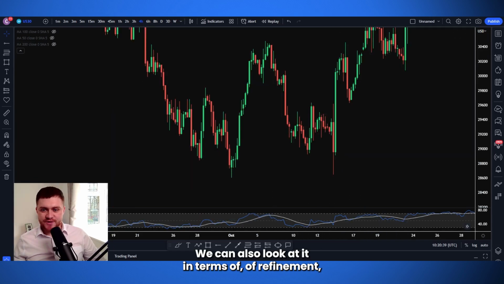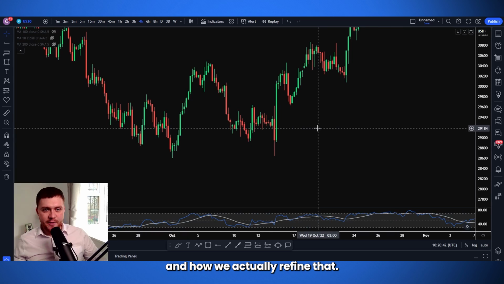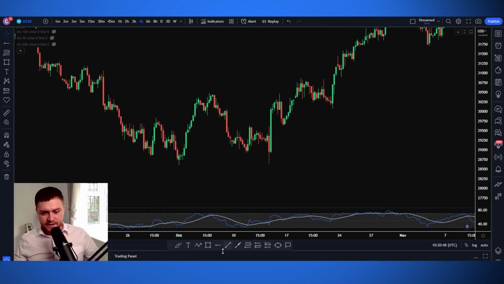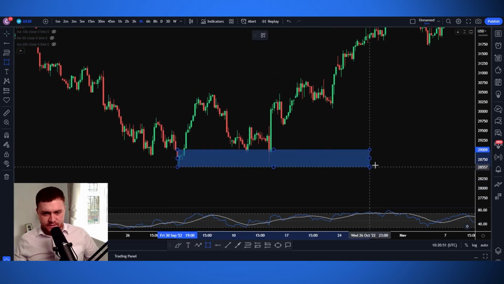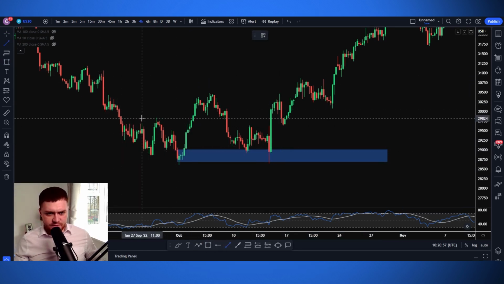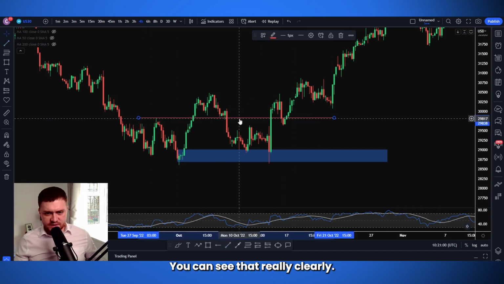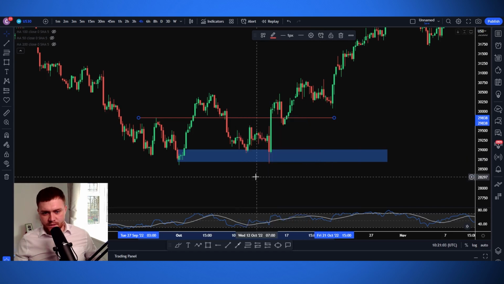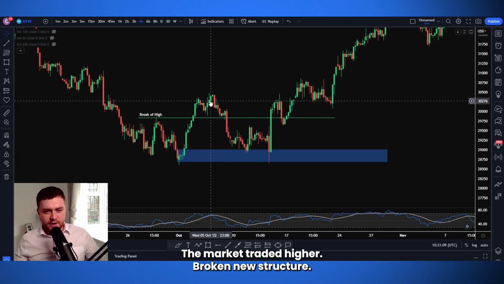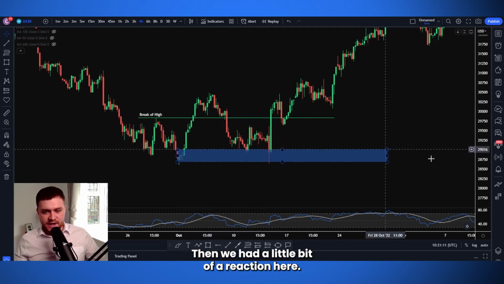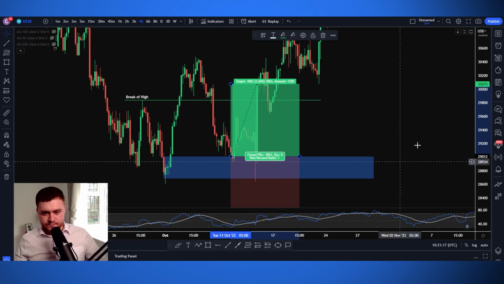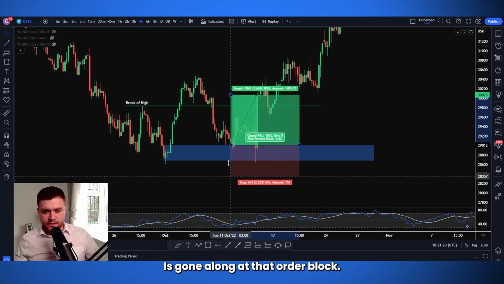We can also look at it in terms of refinement and how we actually refine that. So you can see this is the Dow, the US 30. What happened here? Well, we were trading lower. Here we go, snap, break in structure. You can see that really clearly. There's that break of that high that we've got in place here. What happened? The market traded higher, broke a new structure. Then we had a little bit of a reaction here. So maybe what you would have done is gone long at that order block.